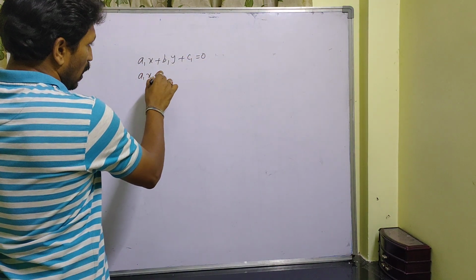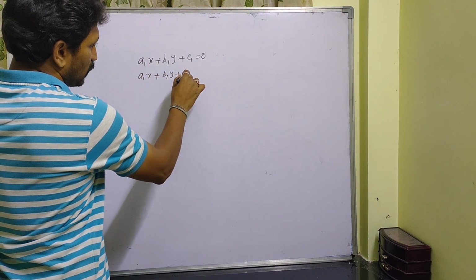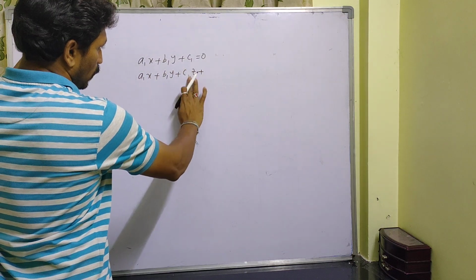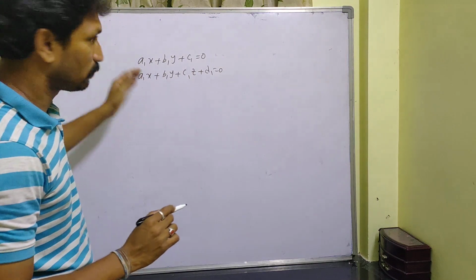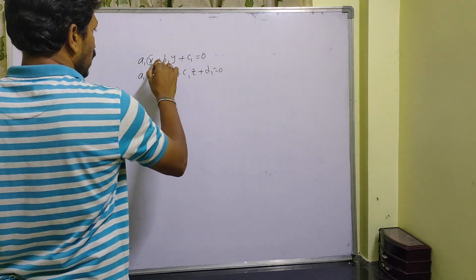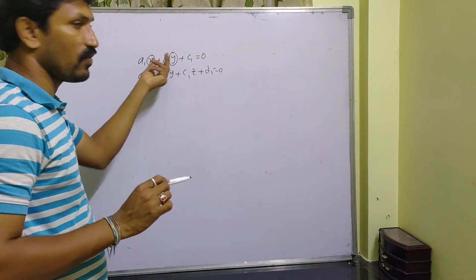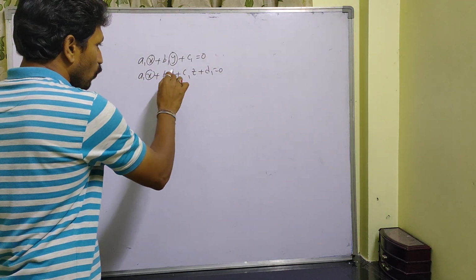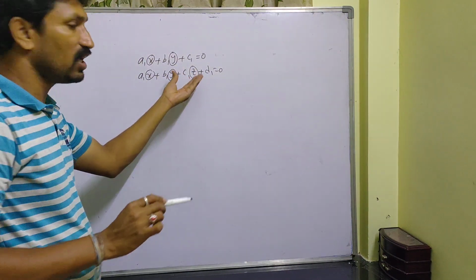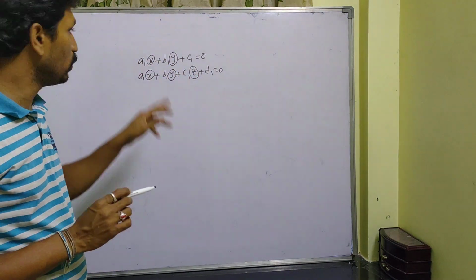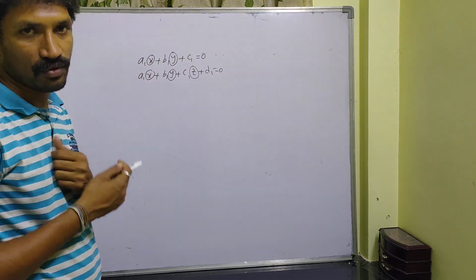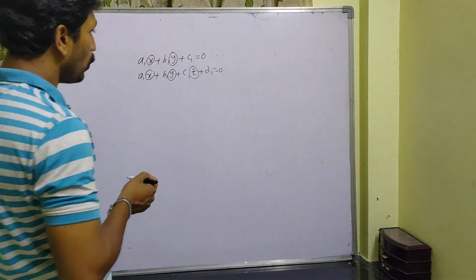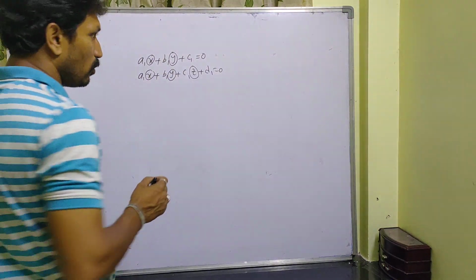Next, a1x plus b1y plus c1z plus d1 is equal to 0. See here, x, y are the only variables. Here x, y, z are there. Here three variables, here only two variables. Here a1, b1, c1, d1 are constants. See the difference between homogeneous and non-homogeneous.